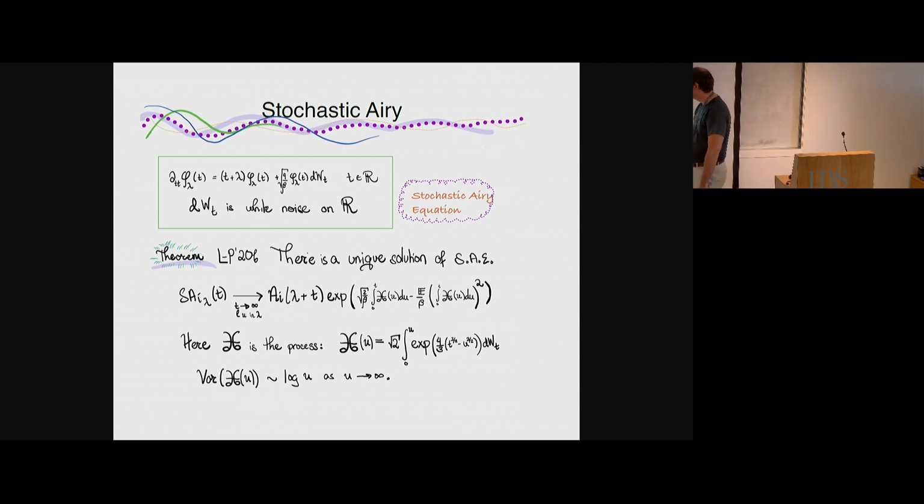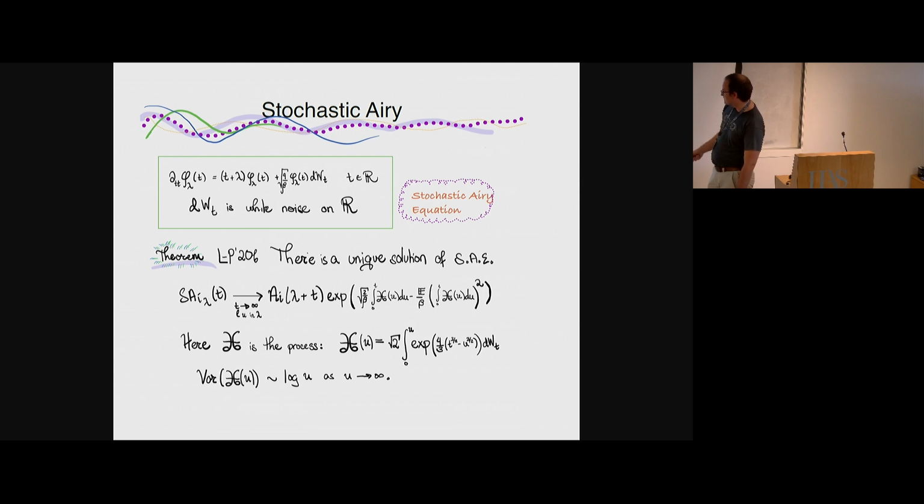Something nice happens. There's a unique solution of this equation with the property that as you send t to infinity, it behaves like the deterministic version. So this is just Airy, and there's a t plus lambda here, so it just ends up shifting the Airy. And then you have essentially some kind of Gaussian multiplicative chaos, which is now some square root of 2 over beta. It's an integral of some explicit functional, maybe not particularly intuitive. By the way, that letter is an x.